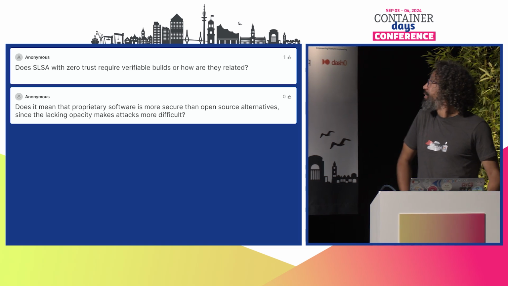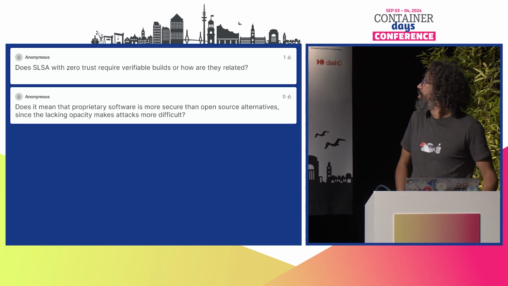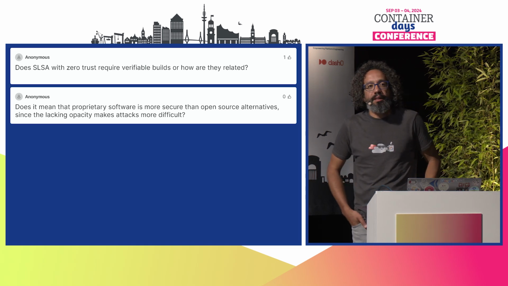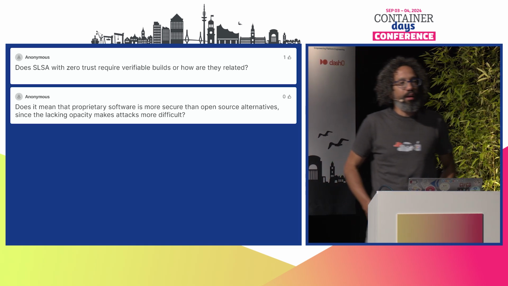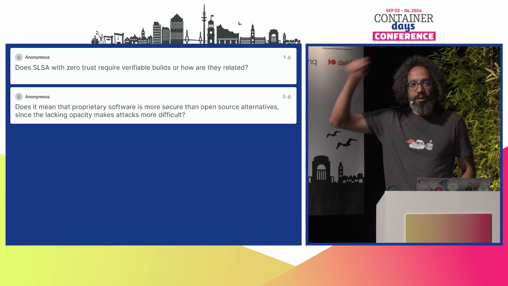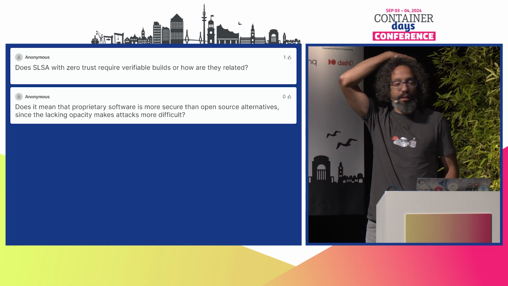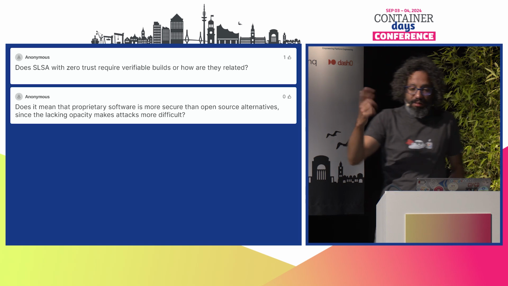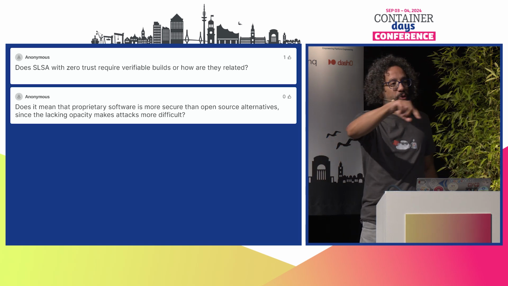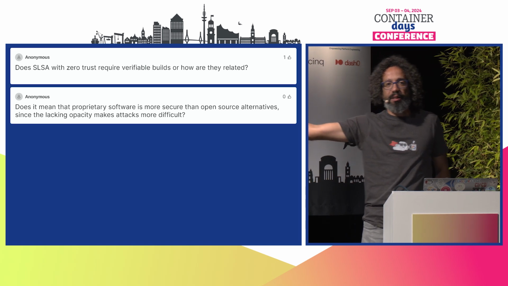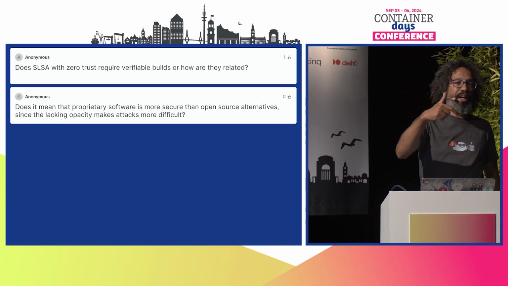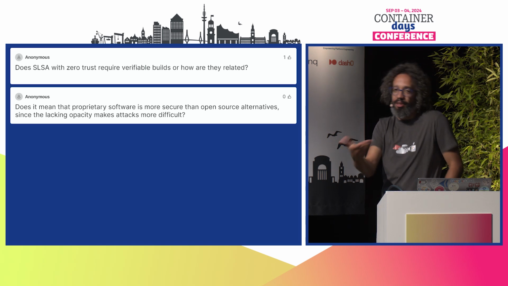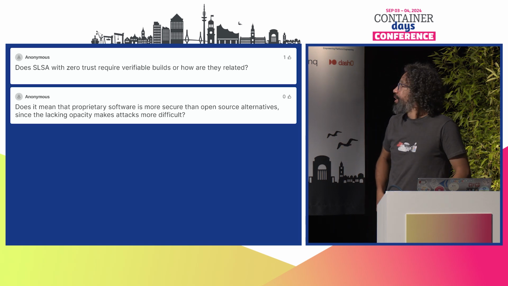Does SLSA with Zero Trust require verifiable builds, or how are they related? Yes. So in SLSA level 3, verifiable builds are a step. It's a requirement to be SLSA level 3 compliant. So yes. With Zero Trust, the purpose, again, is to make sure that your container image is signed across the entire process. So verifiable build is a way of making sure that the build has been verified properly. So signing and Zero Trust is part of that. Thank you very much. And one last question.